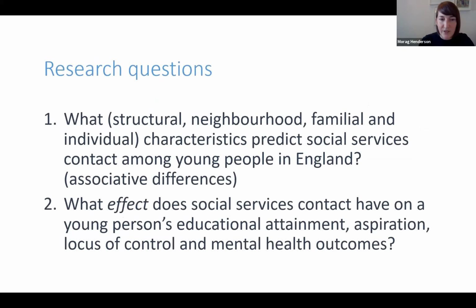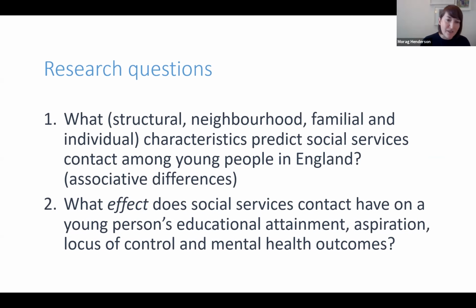The research question this one addressed was what are the characteristics that predict social service contact among young people in England. These aren't causal, these are just associative differences. Essentially, who are the kids who received social service contact at a particular age in England, and what effect, italicized because, with secondary data, it is very difficult to establish causality. We'll come on to this when we discuss some of the downsides to secondary data.